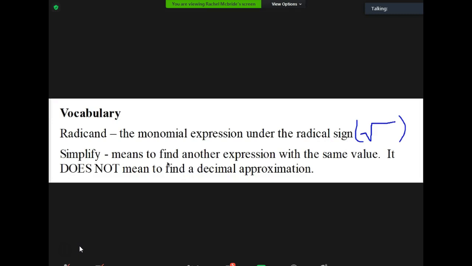The word simplify means to find another expression with the same value. It does not mean to find a decimal approximation.